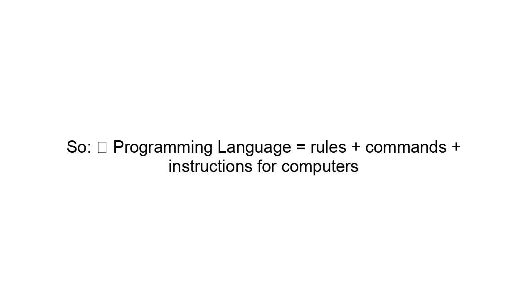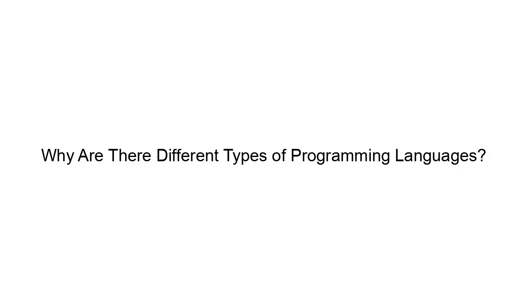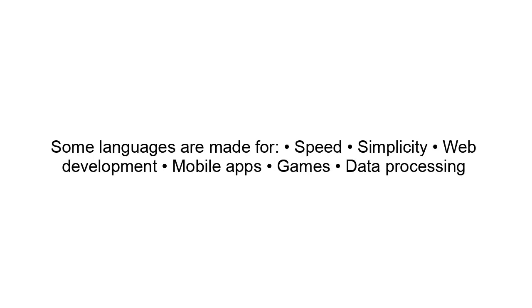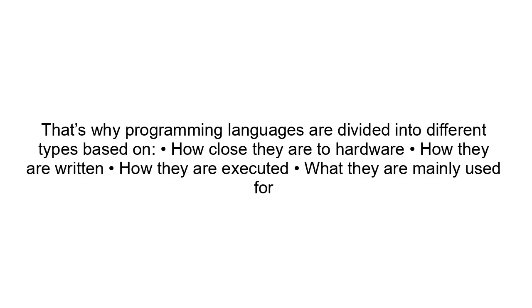Why are there different types of programming languages? Not all problems are the same. Some languages are made for speed, simplicity, web development, mobile apps, games, data processing. That's why programming languages are divided into different types based on how close they are to hardware, how they are written, how they are executed, what they are mainly used for.